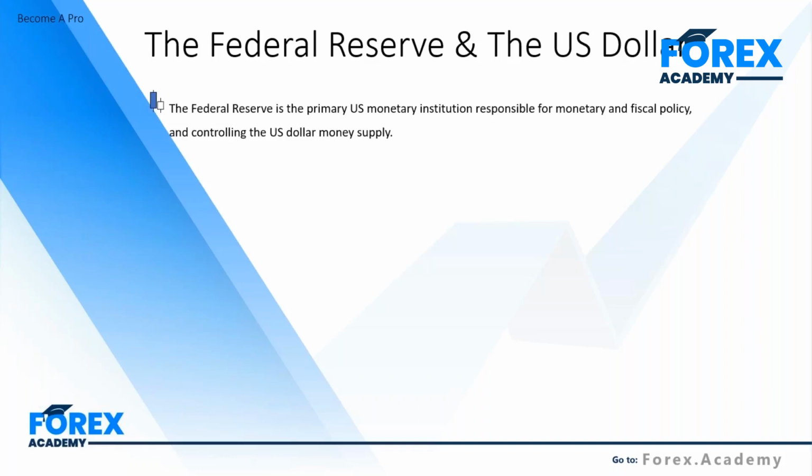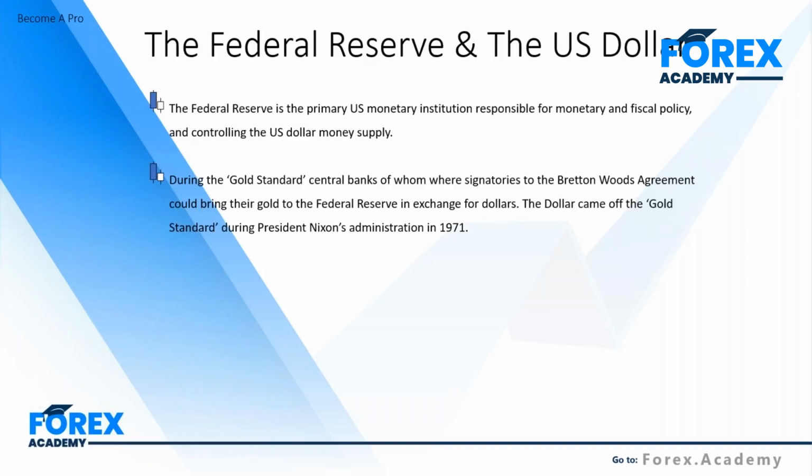So let's move forward. With the US dollar specifically, we'll go through some of the historical points. The Federal Reserve is the primary US monetary institution responsible for monetary and fiscal policy and controlling the US dollar money supply. Does that make sense? If we're in control of the dollar supply, doesn't that mean we have an impact on price, on the supply of money? Absolutely it does. And it does this by flooding the bond markets with new capital, which we'll discuss.